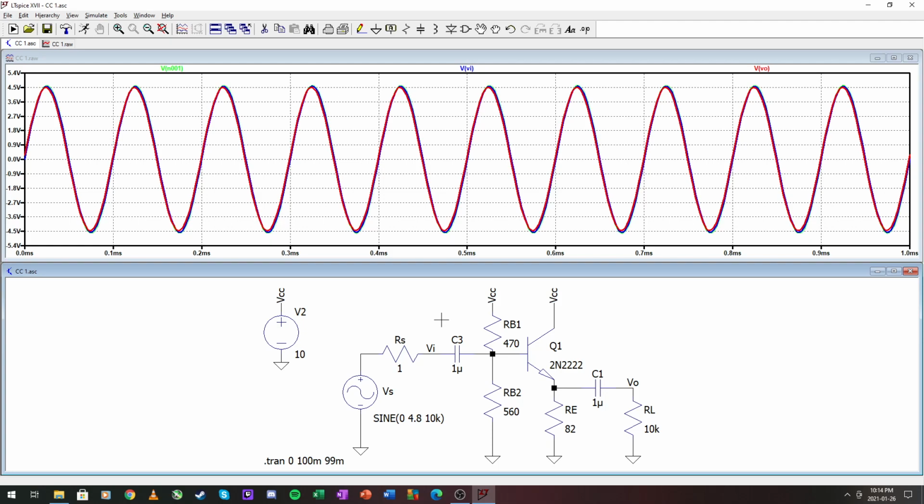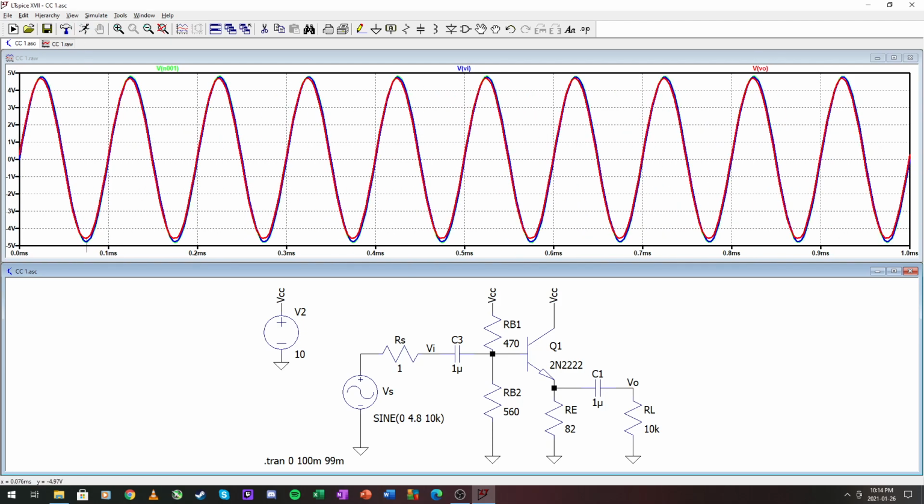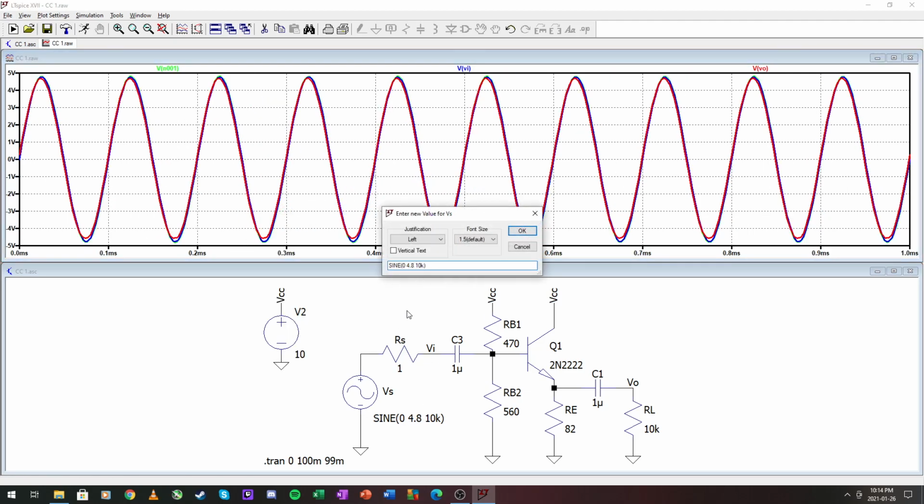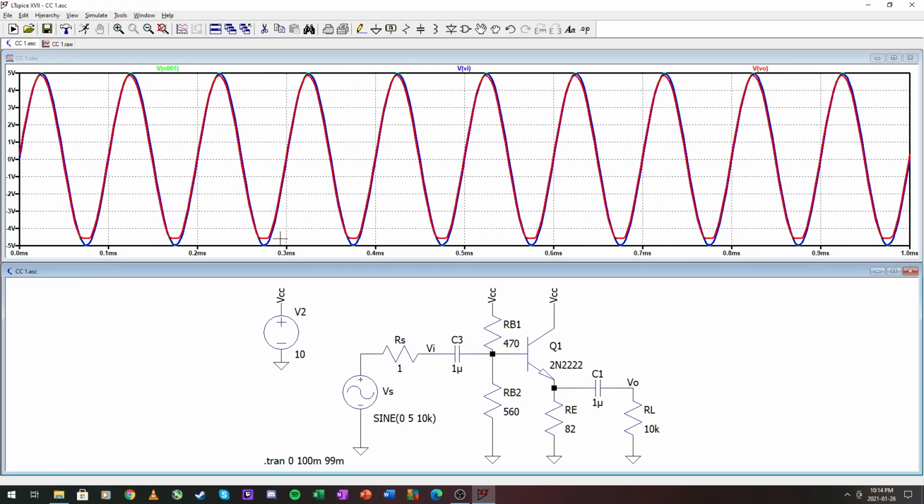Let's boost this a little bit. Let's run it. And you can see that it starts to deviate here a little bit from the rest. So that is when it starts to clip. Let's make this 5 volts. And boom, it clips at the bottom. Okay, so 4.6 is our maximum output and input with the load going to infinite and our source being neglected.